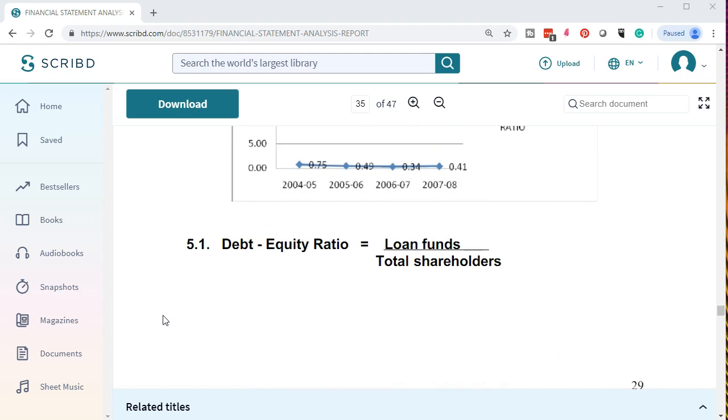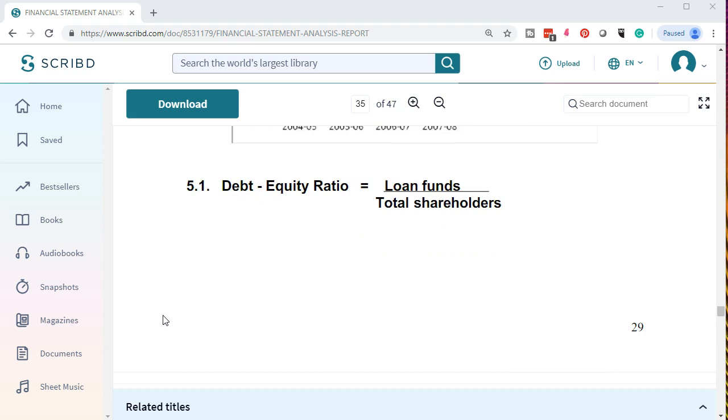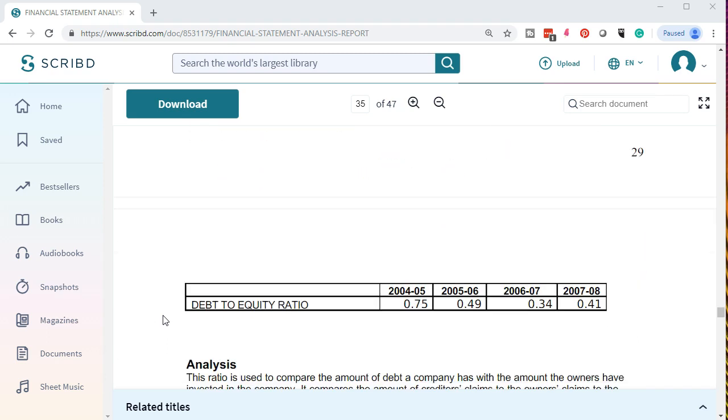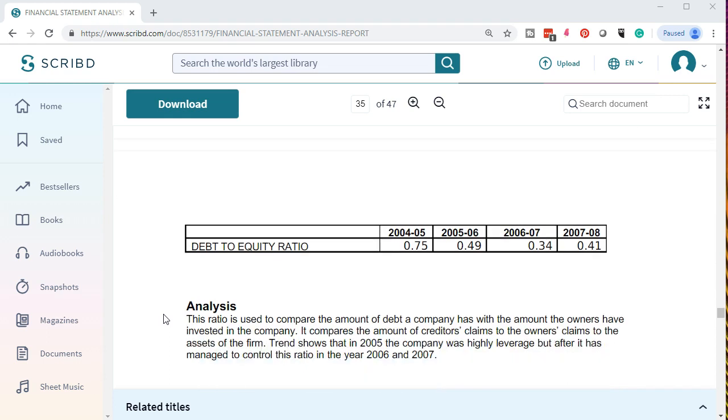Then we're going to take a look at the debt equity, the loan funds divided by the total shareholders' funds. And note, we're not going to go into the calculations here. We're basically going to look at the formula, look at the data, and then go to any information that they provide on it in terms of analysis. So here we have the debt to equity ratios.